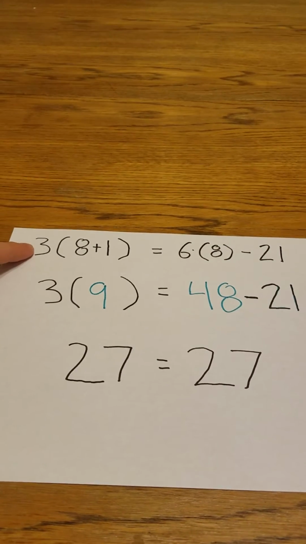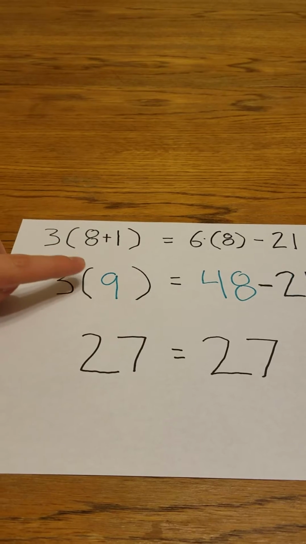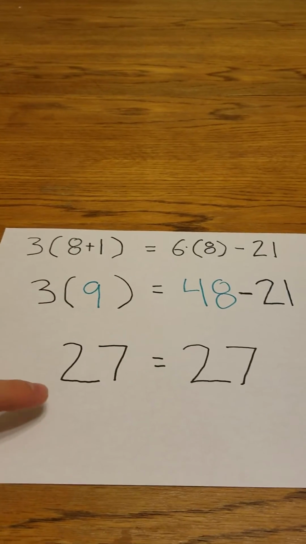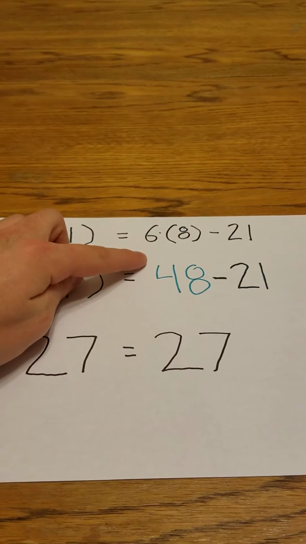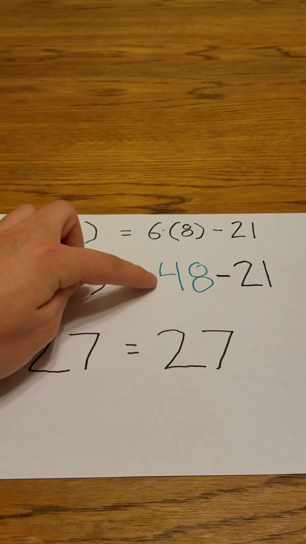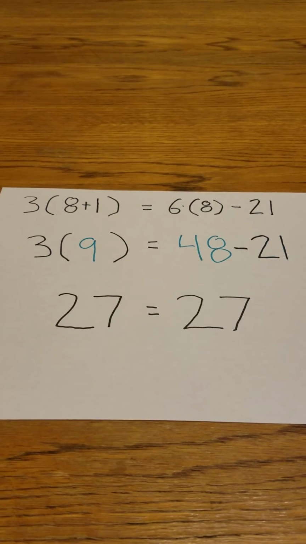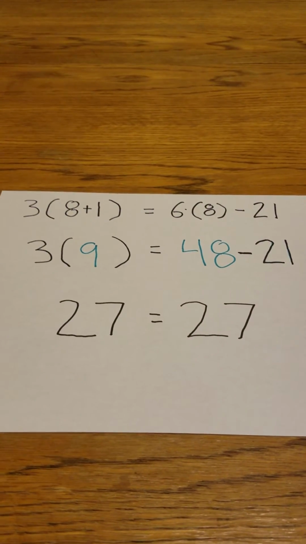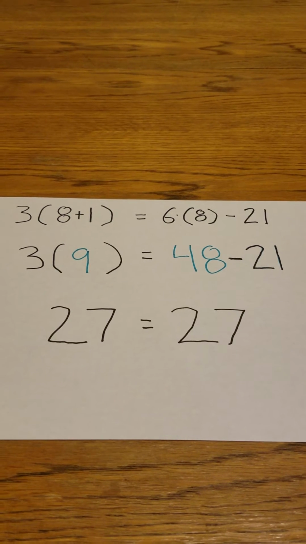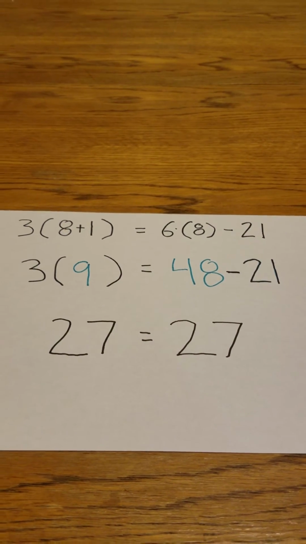Here, I need to deal with the parentheses first, which means I do 8 plus 1, which gives me 9. 3 times 9 is 27. On the right, I'm going to want to deal with the multiplication first. 6 times 8 is 48, and then 48 minus 21 is also 27. Notice that both sides of my equation are equal. This is what it means to be a solution. x equals 8 is the solution because it's the one number that makes both sides of the equation equal.